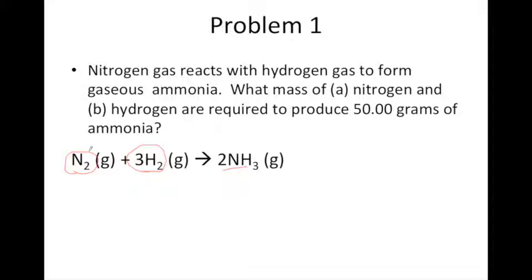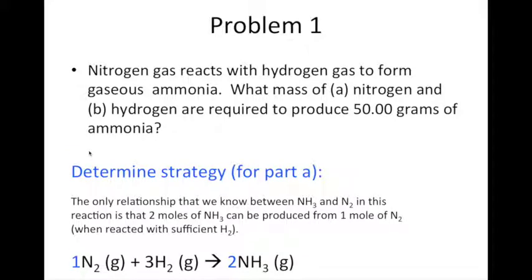So what I'd like for you to do is pause the video, do your best to solve these problems, and then replay the video and take a look at the solutions. So go ahead and pause the video. Okay. So let's see how you did. Let's solve part A first. What mass of nitrogen is required to produce 50 grams of ammonia?